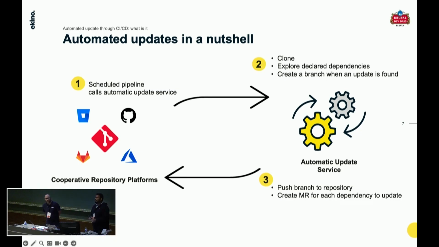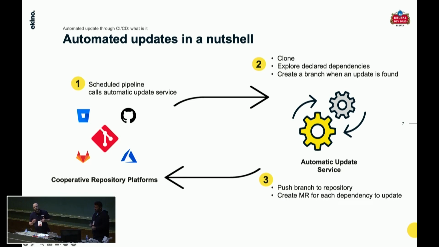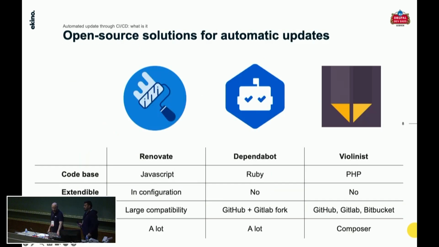And it works this way. It clones your repository. Then it looks to see if there are packages to update. If it finds an update, it creates a branch, pushes this branch to your repository, and through your platform API creates a merge request or pull request, depending on the platform. And it's ready the next day with your coffee to review this update. It's very nice. So that's basically how it works.